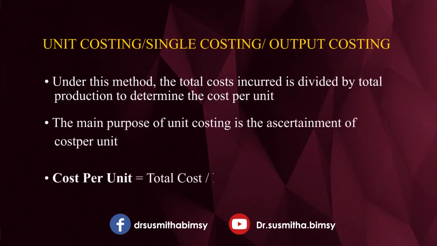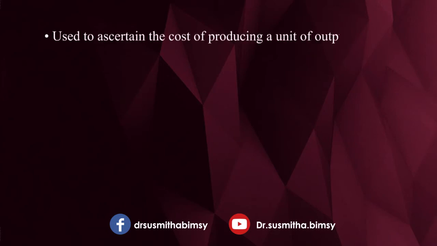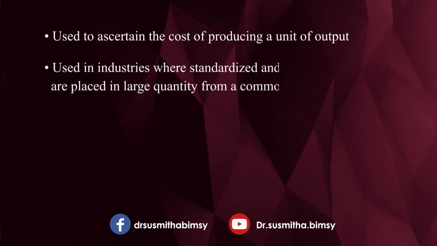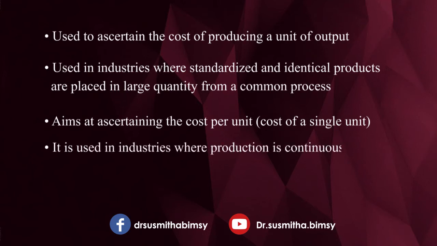Cost per unit is equal to total cost divided by number of units produced. The features of unit costing: first, it is used to ascertain the cost of producing a unit of output. Second, it is used in industries where standardized and identical products are produced in large quantity from a common process. Third, it aims at ascertaining the cost per unit, that is, the cost of a single product. Fourth, it is used in industries where production is continuous.